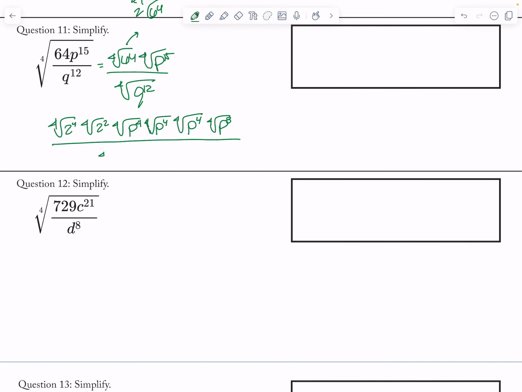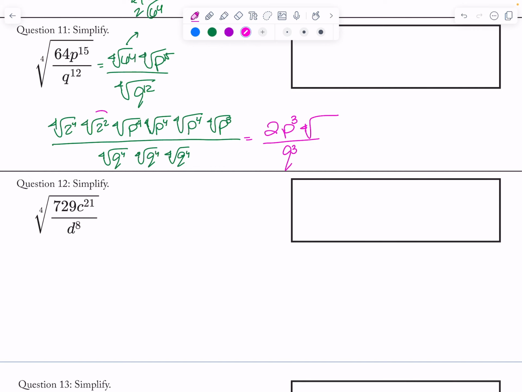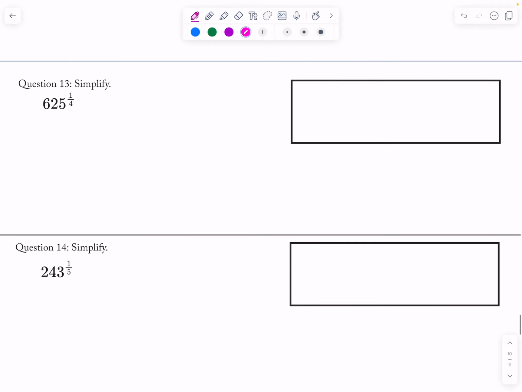And then I have the 4th root of q to the 4th, 4th root of q to the 4th, 4th root of q to the 4th, and that gives me 12 of them. So now what I have is I have a 2. I have 3 p's that can come out. I have 3 q's that are in the denominator, and then I'm left with a 4th root of 4p cubed. So 2p cubed, 4th root of 4p cubed over q cubed. Okay? All right.